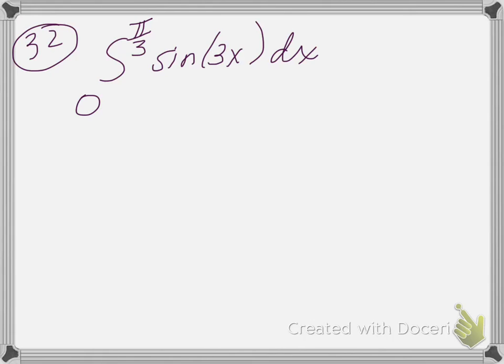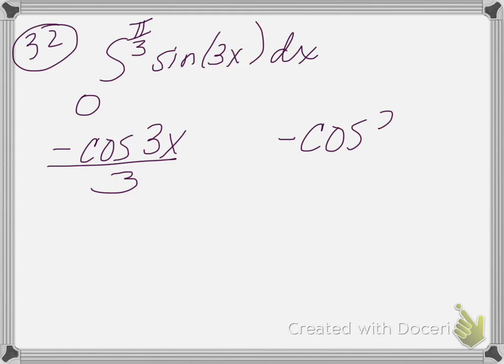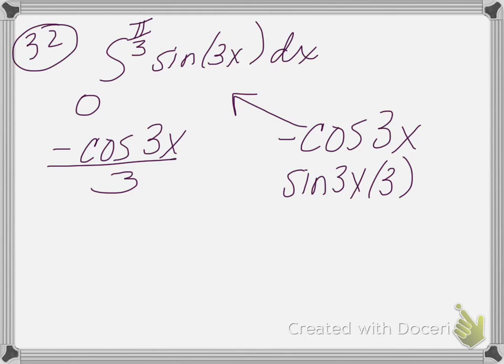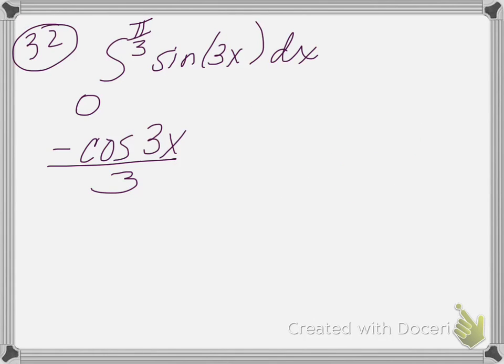So all you have to do is find the antiderivative of this, which is going to be negative cosine 3x divided by 3. The reason I'm dividing by 3 is because if I just said it's negative cosine 3x, and I take the derivative of that, it should match perfectly. Well, when I take the derivative of this, I'm going to get sine 3x times 3. So I have 3 too much, and that's why I'm dividing by 3. Okay, so that's my antiderivative as it goes from 0 to pi over 3.